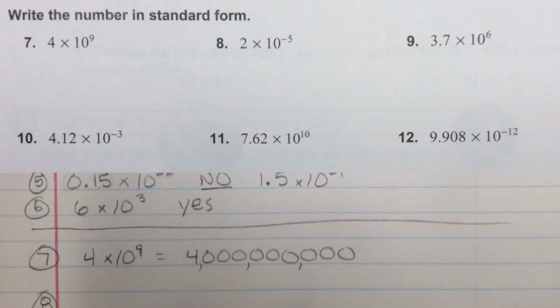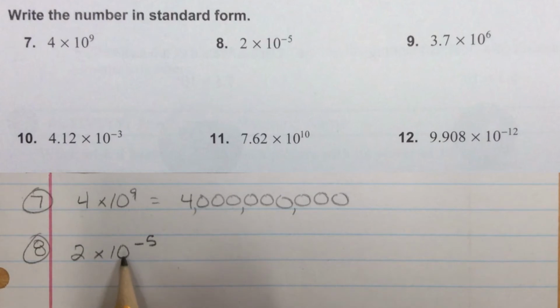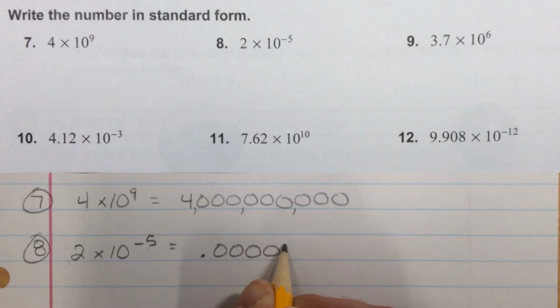For number 8, 2 times 10 to the negative 5. Now remember, negative 5 would mean this is actually dividing by 10, because this would be in the denominator. So when we divide by 10, we move the decimal one spot to make the number smaller, and in this case, 5 times. So it would be 0.00002. Only 4 zeros, because one of the moves just puts the decimal in front of the 2, and then 1, 2, 3, 4 more moves. So 5 moves total gives us 4 zeros here.